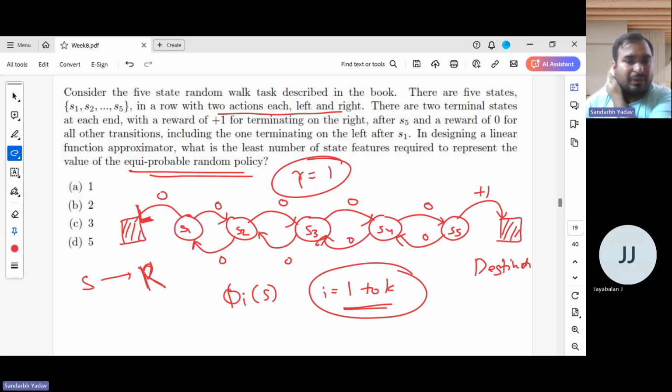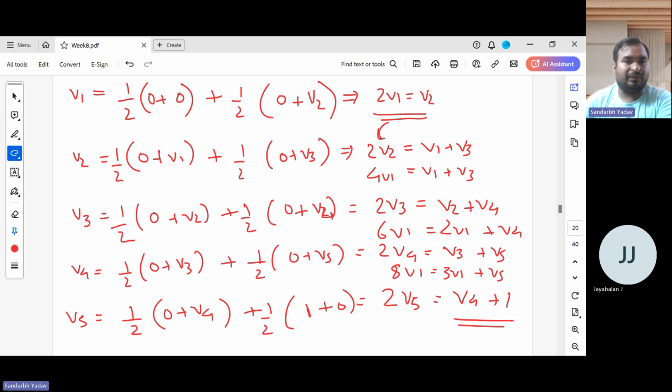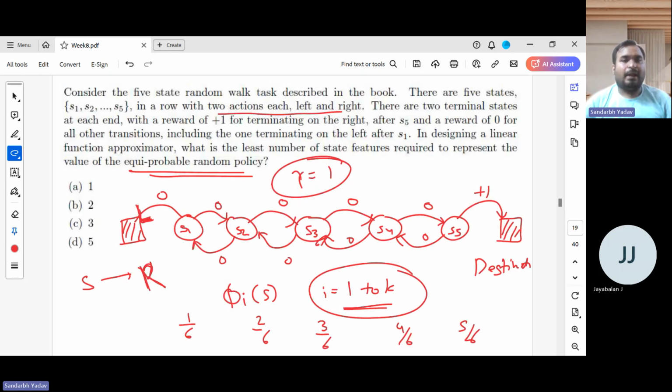Now we have values of all 5 states. For S1, we have 1 by 6. For S2, we have 2 by 6. This we have 3 by 6, this we have 4 by 6, and this we have 5 by 6. What they are asking is what is the least number of state features required to represent the value of the equiprobable random policy. We have used the Bellman equations in an equiprobable random policy fashion only, because remember we were distributing half of the probability to both sides. Now they are asking what is the least number of state features to represent this value.